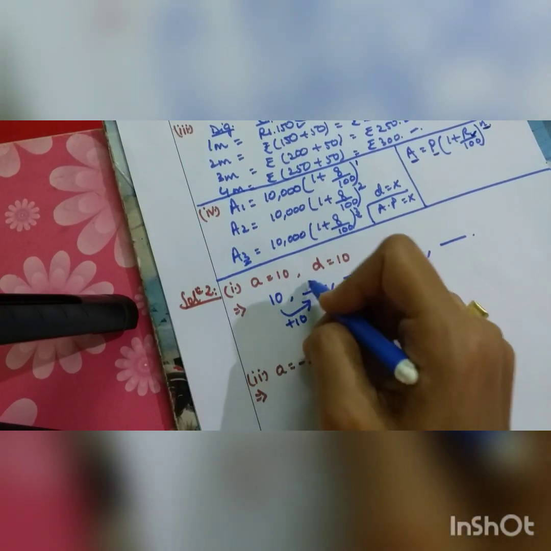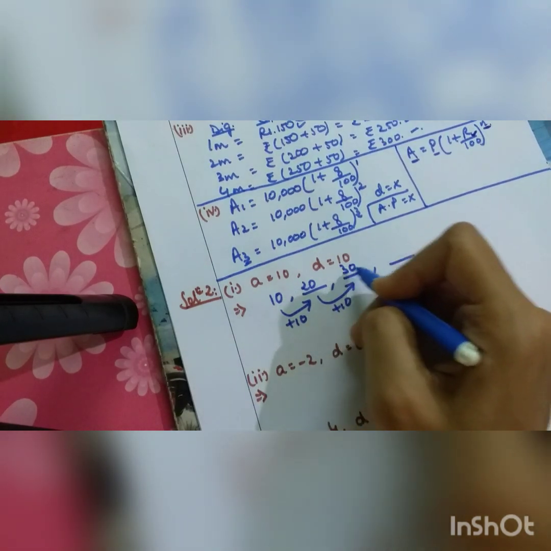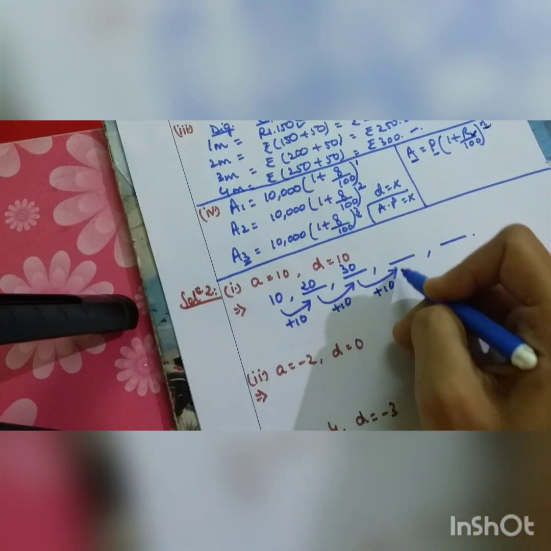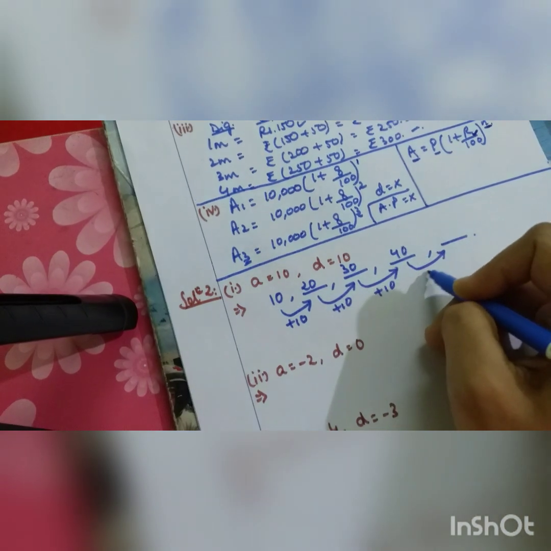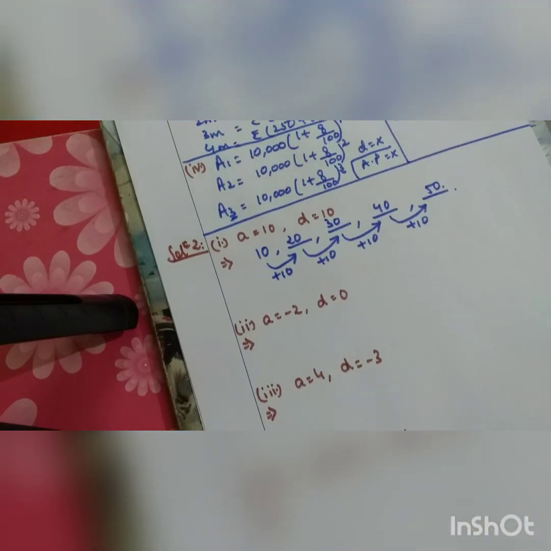Just add 10. 10 plus 10, 20, okay. 20 plus 10, it would be 30. 30 plus 10, it would be 40, and 40 plus 10, it would be 50, okay. Hope it is clear, okay.